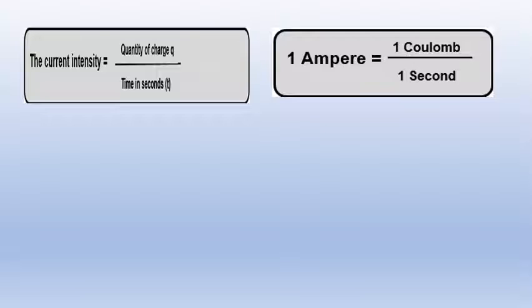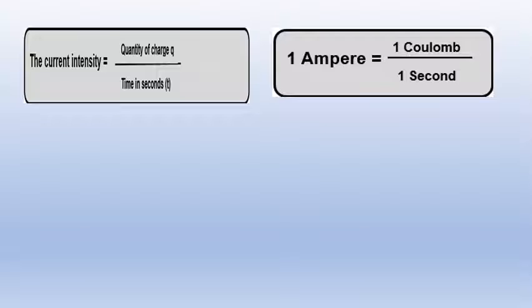Okay, so what's meant by electric current intensity? It is a quantity of electric charge that passes through a cross section of a conductor in 1 second. This is the definition of electric current intensity. And we said that the electric current intensity's measuring unit is the ampere. The measuring unit of quantity of electric charge is the coulomb, and the measuring unit of time is the second.